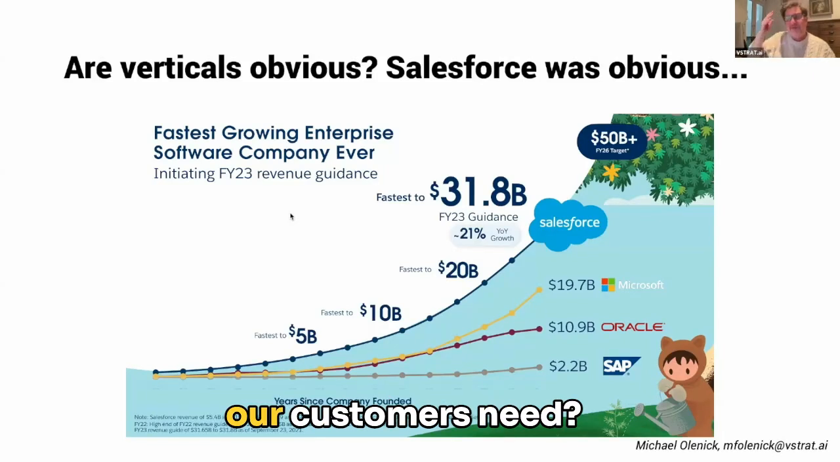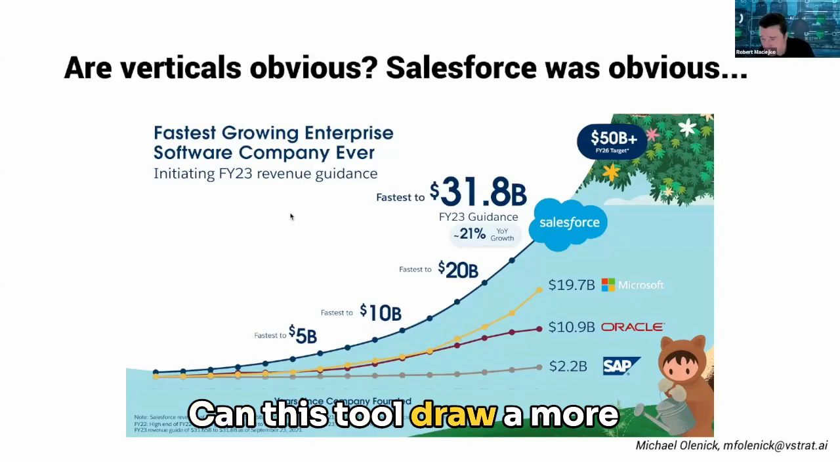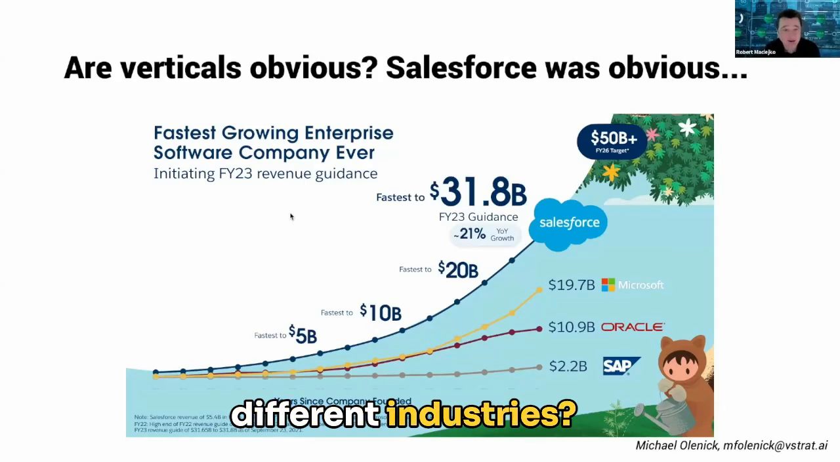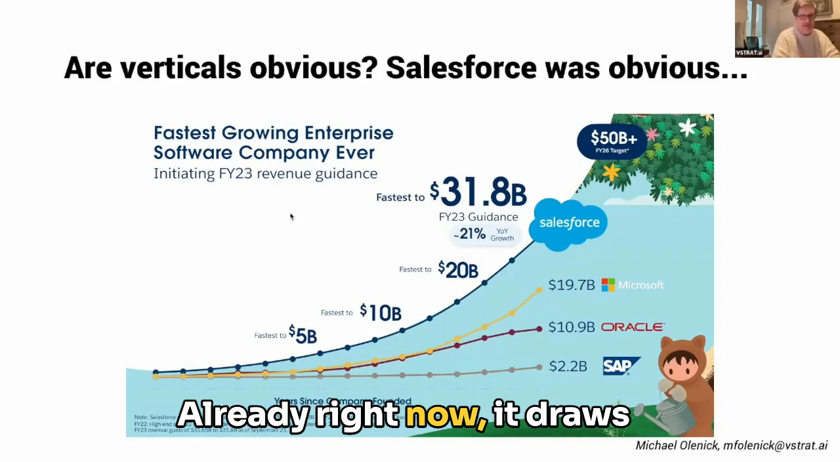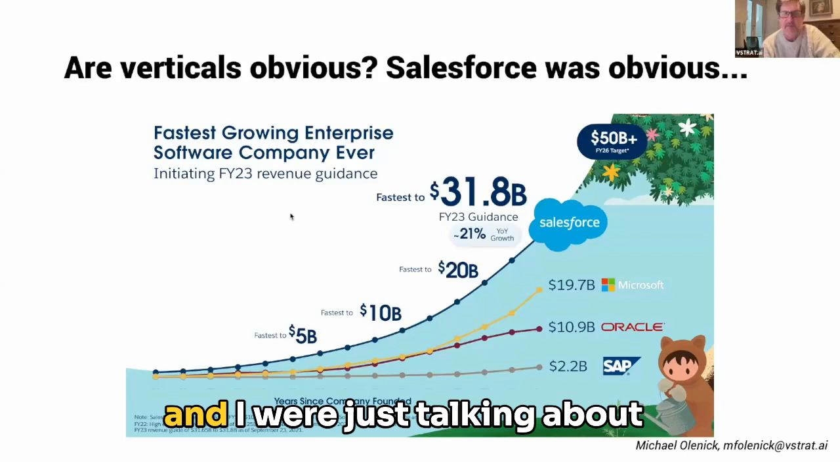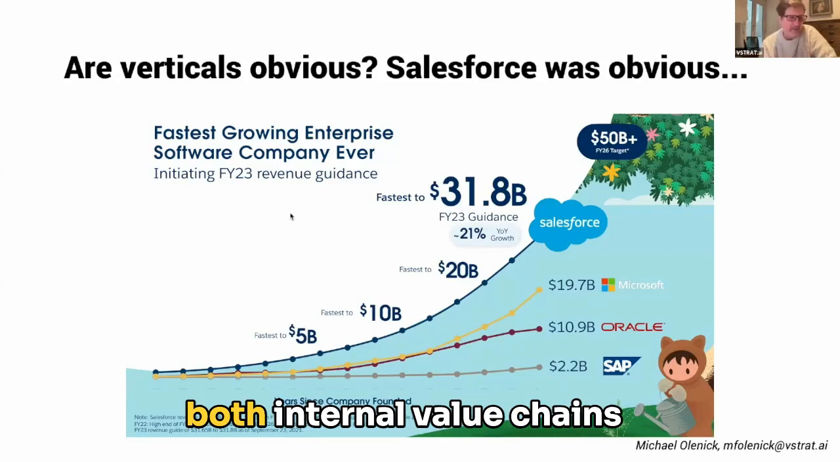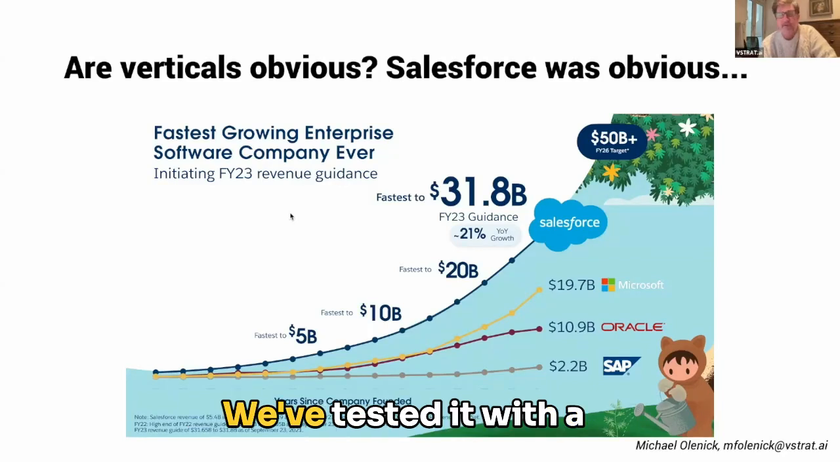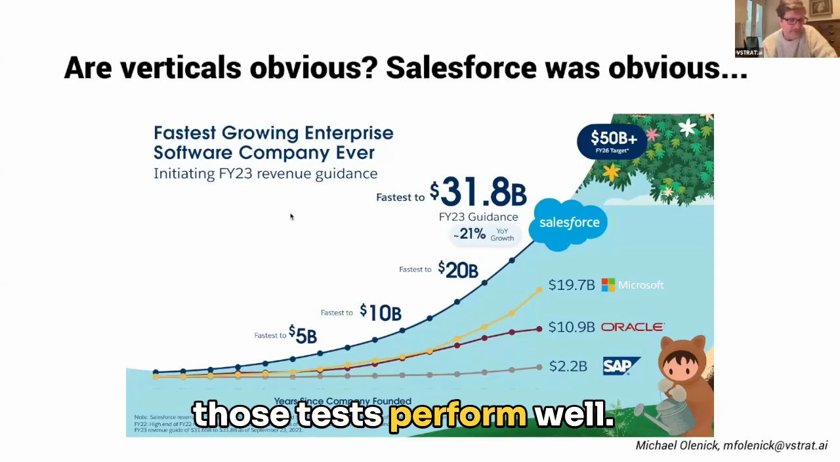Think about, what do our customers need? What do our buyers want? Can this tool draw a more detailed value chain of different industries? Oh, yeah, absolutely. Already right now, it draws pretty good value chains. But one of the things Peter and I were just talking about, future plans to try to draw both internal value chains and external value chains. We've tested it with a lot of industries, and those tests perform well.